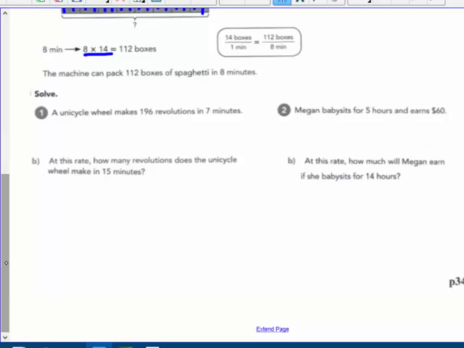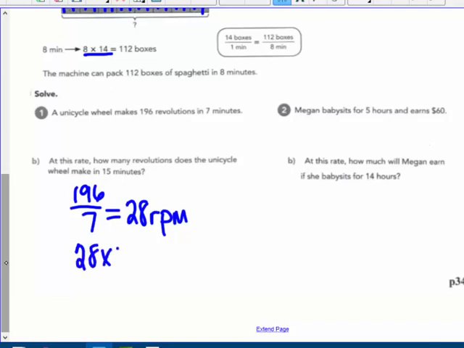Number 1, a unicycle makes 196 revolutions in 7 minutes. So at this rate, how many revolutions does the unicycle make in 15 minutes? So we would take 196 and divide it by 7, 28 revolutions per 1 minute, RPM, revolutions per minute. And that would be for 1 minute. So how much would it be in 15 minutes? Just multiply that 28 times 15, and we would get 420 revolutions in 15 minutes.